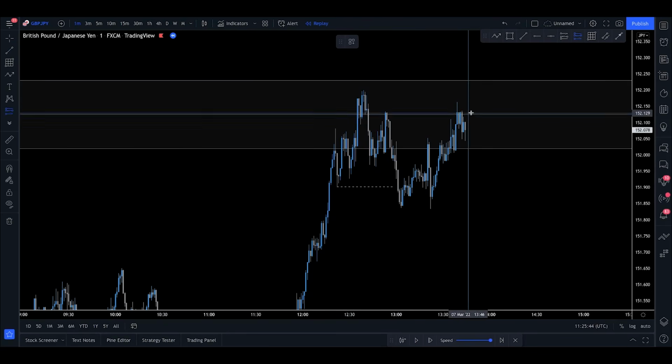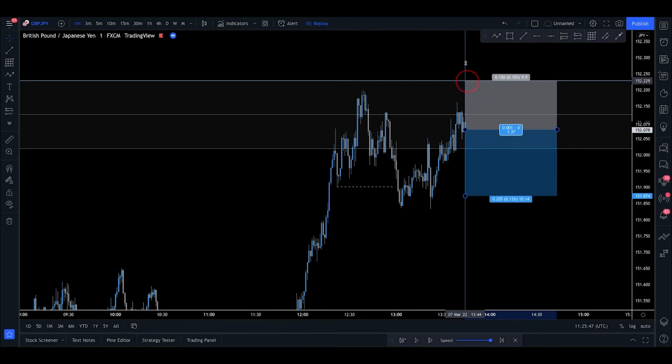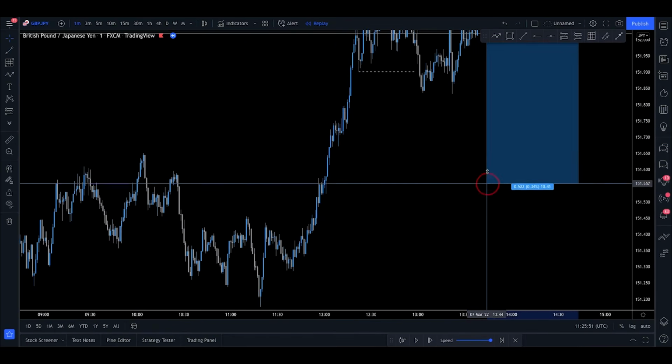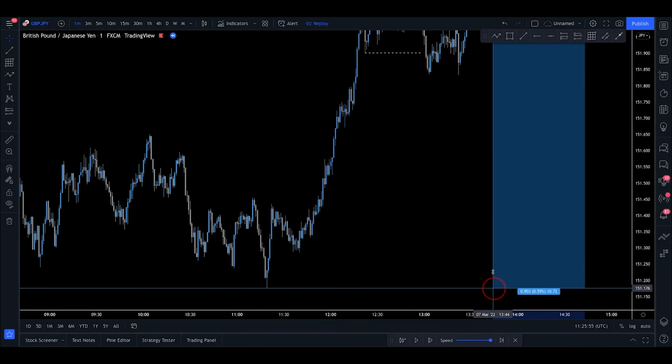So we could essentially look for a short from the current levels. We could put the stops over that high just there. And then we could actually look to sell that down towards that target we were looking for, which in this example was just going to be the lows.